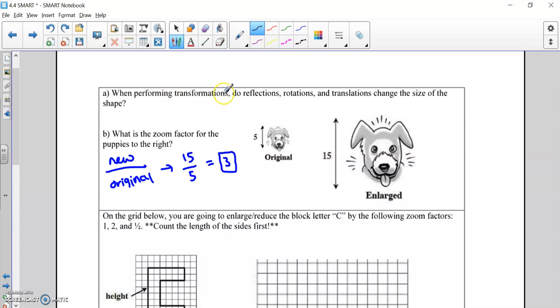Recall when we were doing transformations at the very beginning of the semester? We did reflections, rotations, translations, and please remember that those didn't change the size of the shape. Only dilations change the size. That's the only transformation that will change the size of your shape.